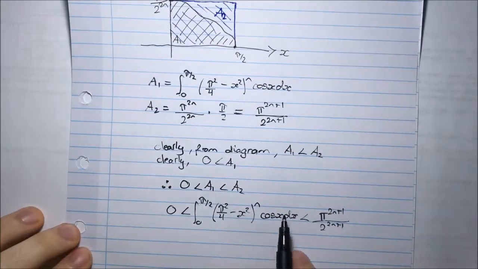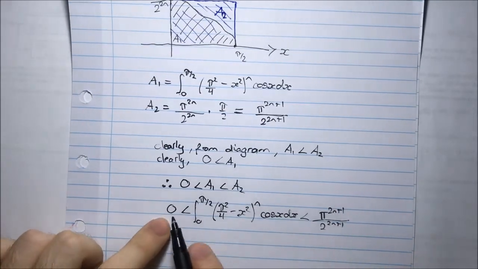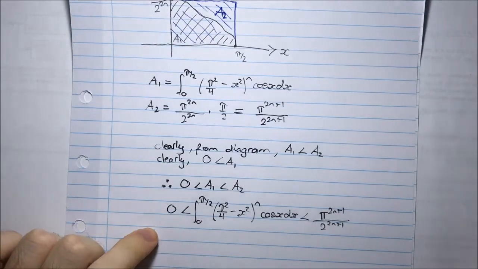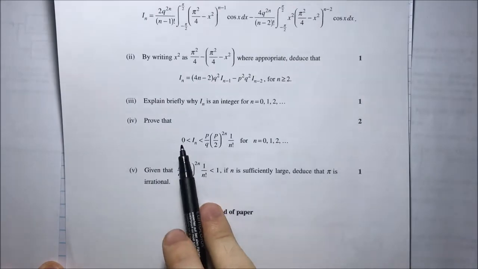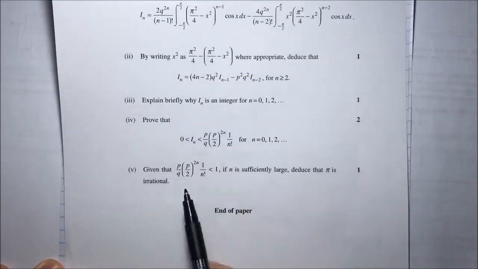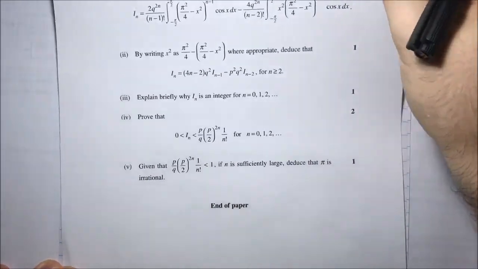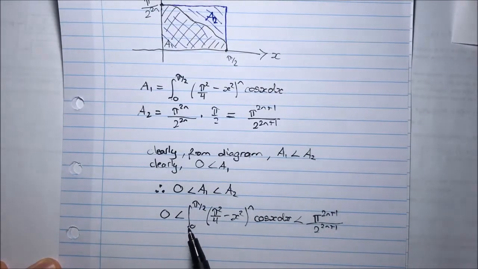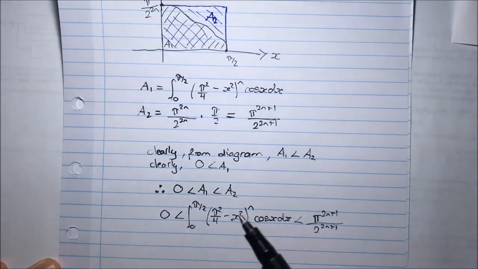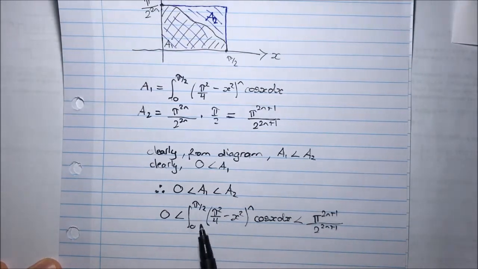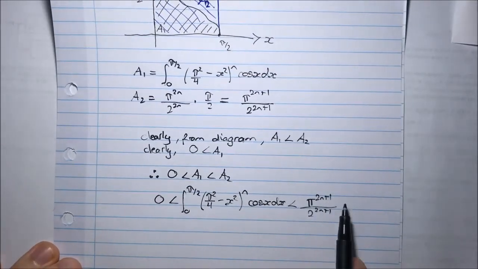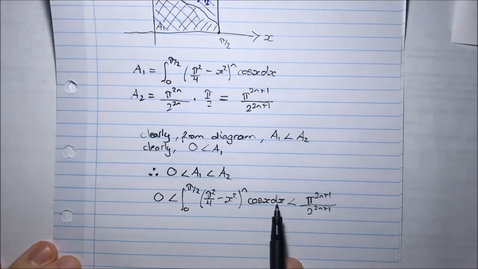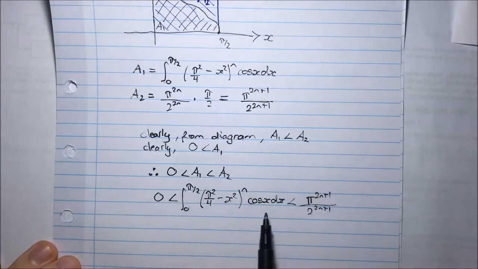Now, I want to manipulate this. Let's see what we wanted to prove. We wanted to prove this thing here, which was 0 is less than In is less than this expression. You can see that I have the 0 already here. I almost have In. I'm just off by a factor of something like q to the 2n on n factorial, and here I have an upper bound. So I want to use some algebraic manipulation to get this to equal In.